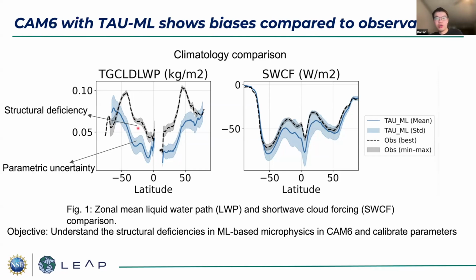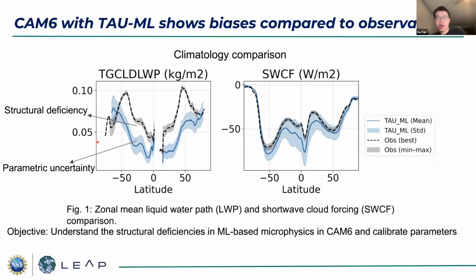You can see the large gap between the black curve and blue curve. So here's the climatology comparison between the CAM6 with tau-ML in blue and observations in black. And the gap between the two, including the white part and the blue part, reflects two aspects in calibration. One is called structural deficiencies, that is from the limitation in the microphysics in the climate models and can be reduced. And the other is the parametric uncertainty, meaning the uncertainties in the physical parameters.